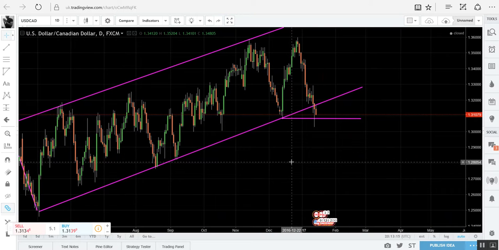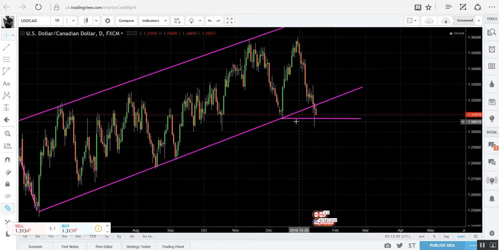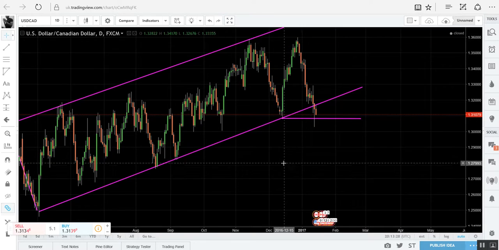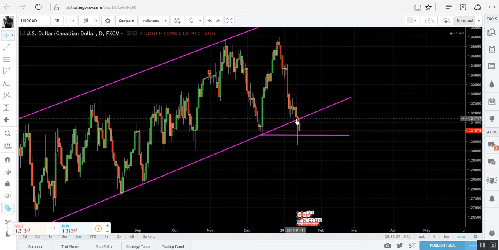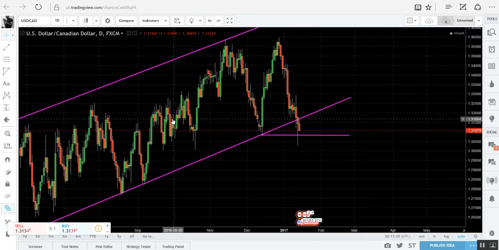You need to wait. And these are the two ways that you can wait for it. You can either wait for this market to break and close below this previous low, and then you will look for a reason for entry to go short on the market. Or you can wait for this market to consolidate. Now that we've broken that rising trend line, you can look for the market to consolidate here.